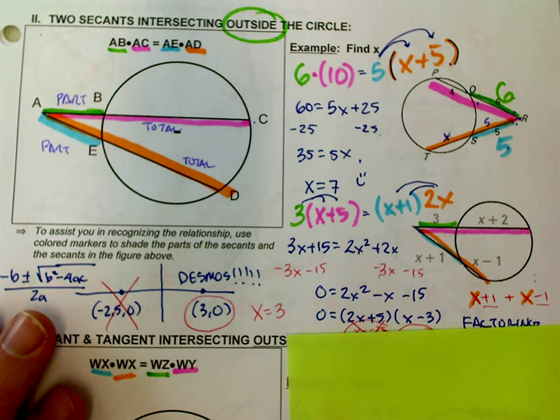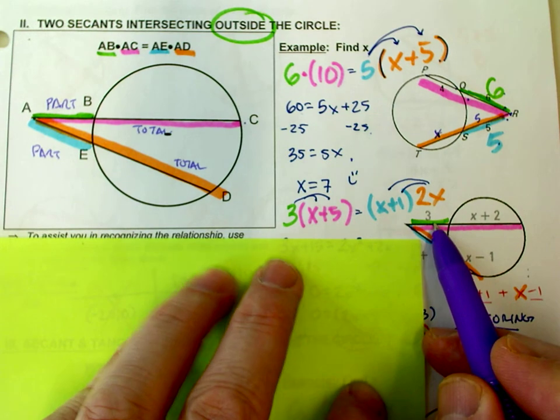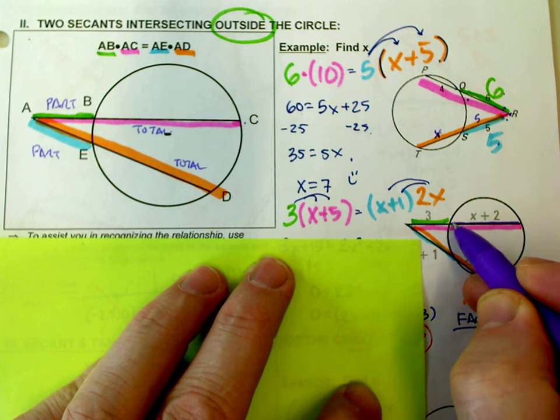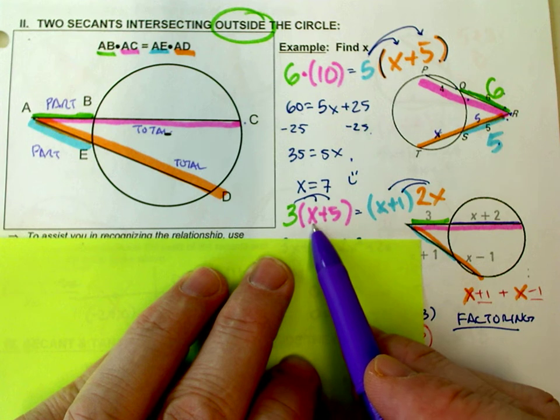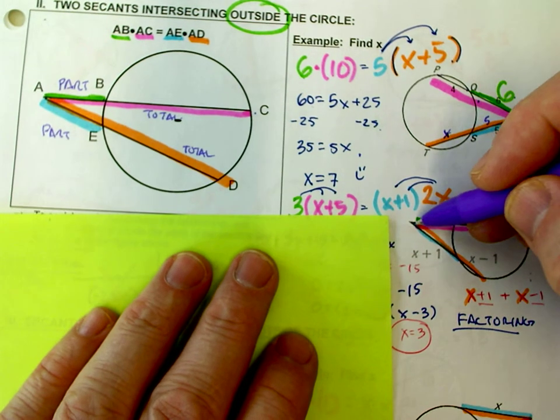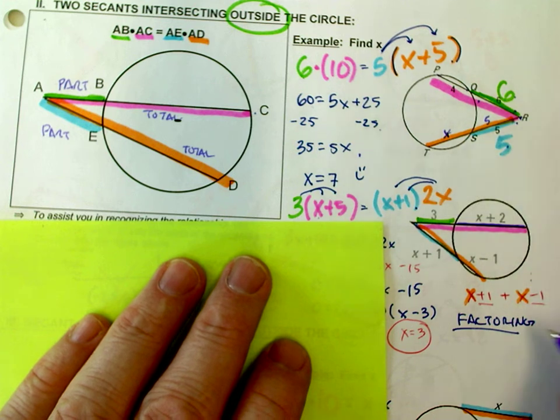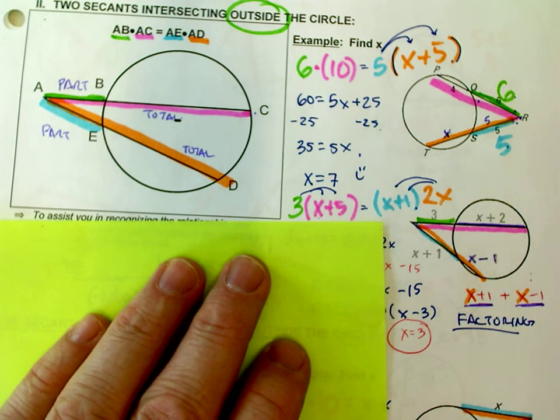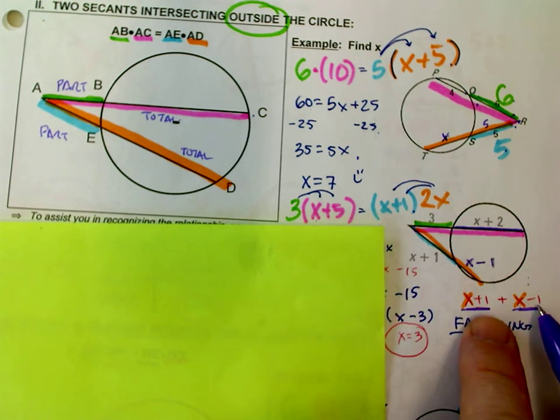In the next one, you'll see again we have some expressions to deal with. First of all, we have to note that 3 is on the outside. Since this length here is x plus 2 and we need the total, we need to add the 3 to the x plus 2 for a total of x plus 5. In the second secant, we have a length of x plus 1 here. That's the outside. The total is going to be that x plus 1 plus this x minus 1. When we add those together, this will be x plus x, 2x, and the 1 plus a negative 1 gives us 0.